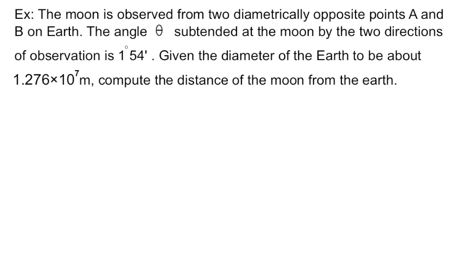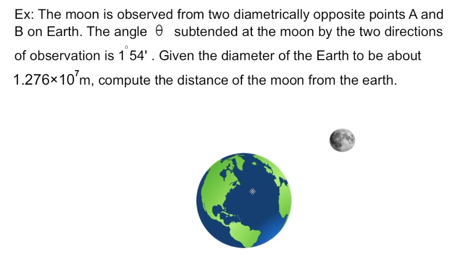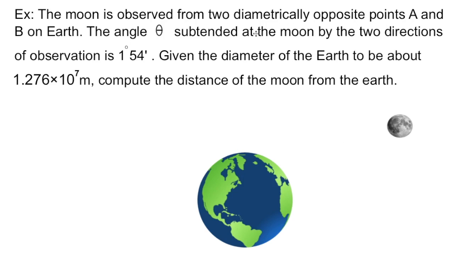So the first example is: the moon is observed from two diametrically opposite points A and B on earth. That is, two points such that they are diametrically opposite, as shown here.